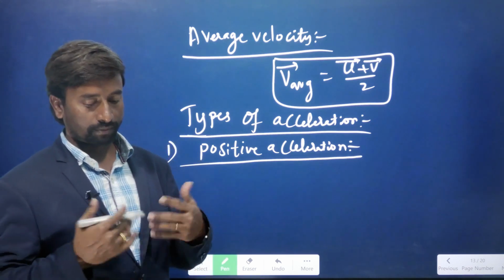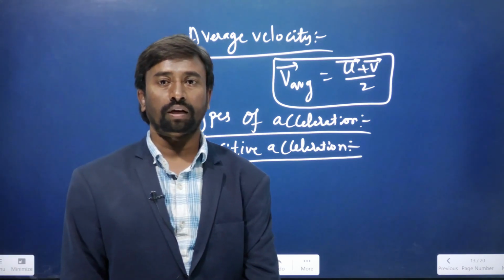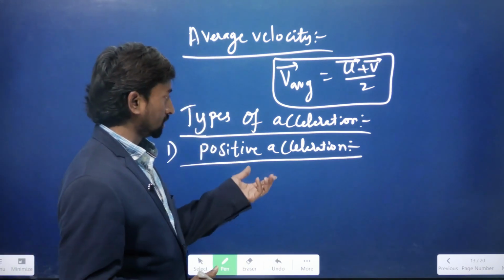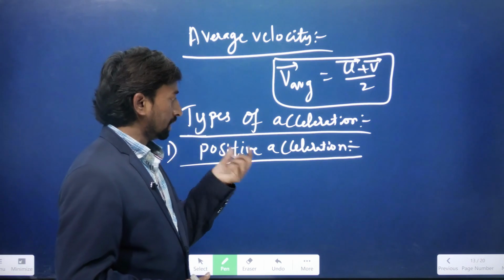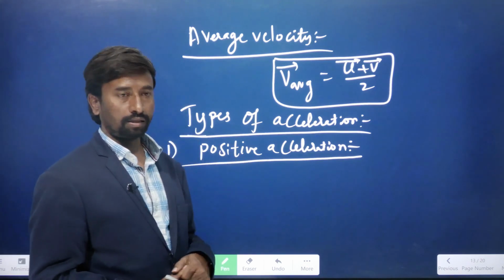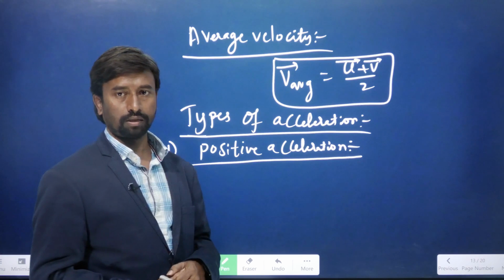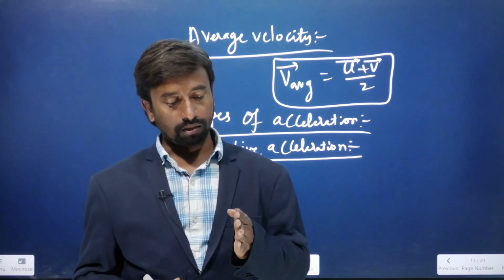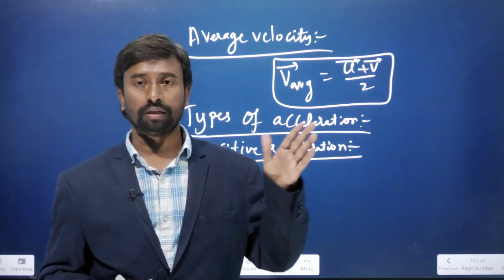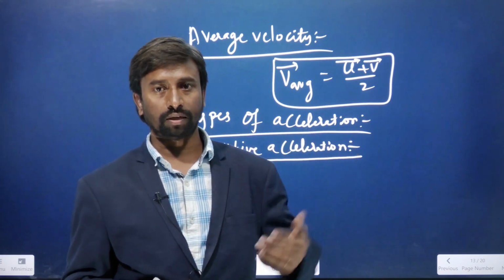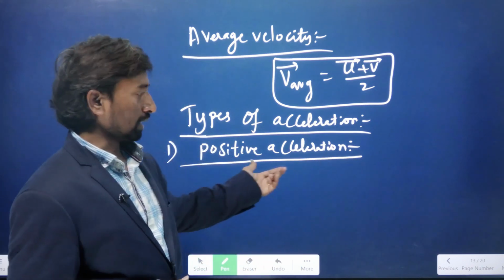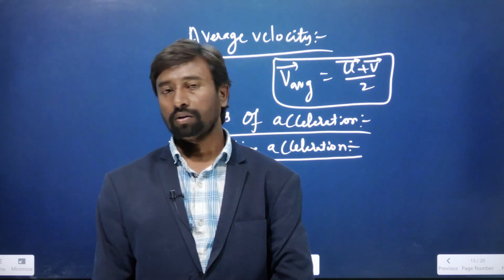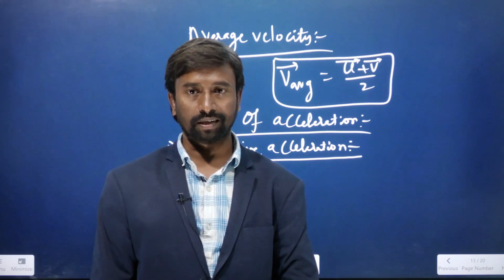Okay, when the velocity of a body increases with respect to time, the body has an acceleration, and that acceleration is called positive acceleration. When the motion of the body starts from rest, the body will have positive acceleration. So we can say the body is moving with acceleration, and that motion of the body is said to be accelerated motion.